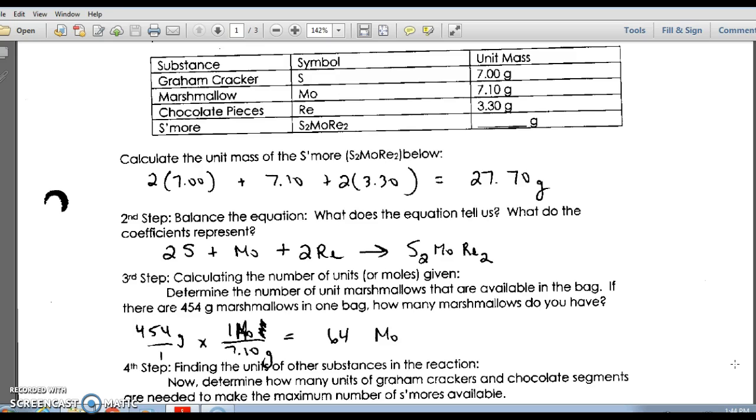Then in step 2, we're writing a balanced chemical equation to show the relationships between these. The chemical formula of our product, the completed s'more, is S2MORE. Essentially we react together graham cracker, marshmallow, and chocolate piece, and we put coefficients on the reactant side in front of the graham cracker and the chocolate piece, because it's going to take 2 graham crackers plus 1 marshmallow plus 2 chocolate pieces to give us 1 s'more.